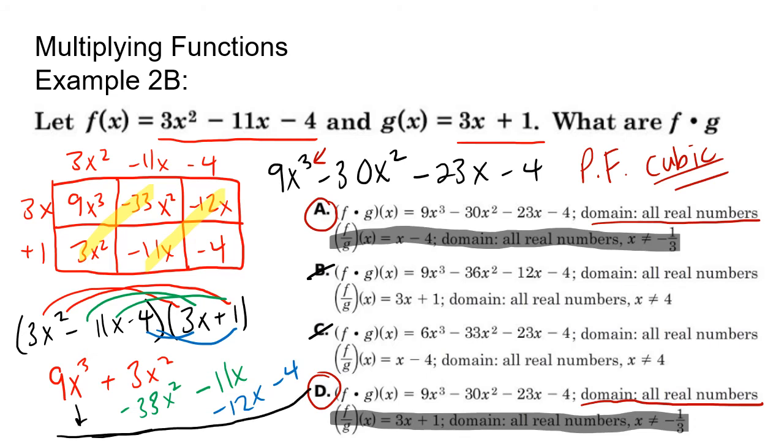So I'm going to combine. So that gives me 9x cubed. I have 3x squared minus 33x squared gives me negative 30x squared. I have negative 11x minus 12x gives me negative 23x. And then I have negative 4. So again, either way is going to lead you down the same path.